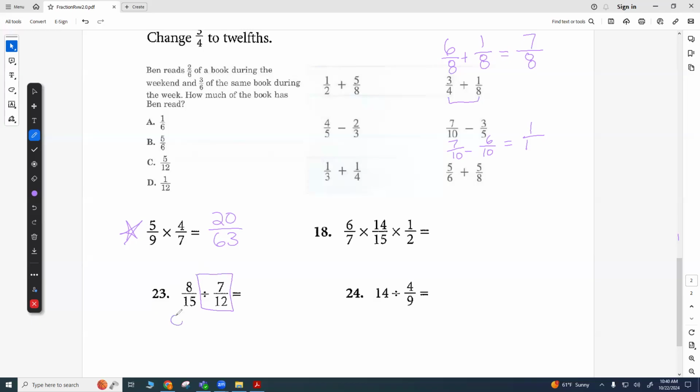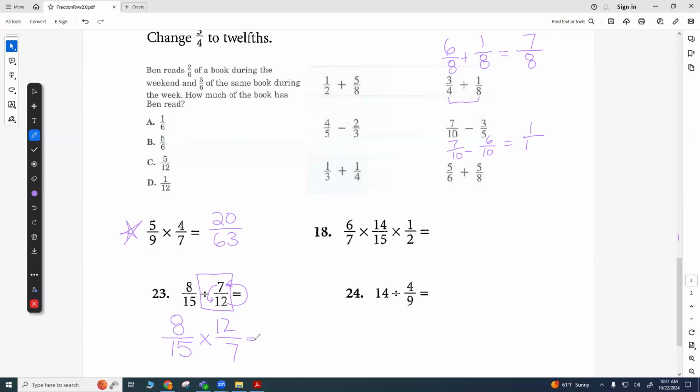So I keep my first fraction. Okay. Then I'm going to change my division sign to a multiplication sign, but I'm going to use the reciprocal of my second fraction. And now I can do my multiplying step. Now, when you multiply fractions, the other thing you can do is either cross reduce at the beginning or reduce at the end. Either way works, or you can put it in a calculator.